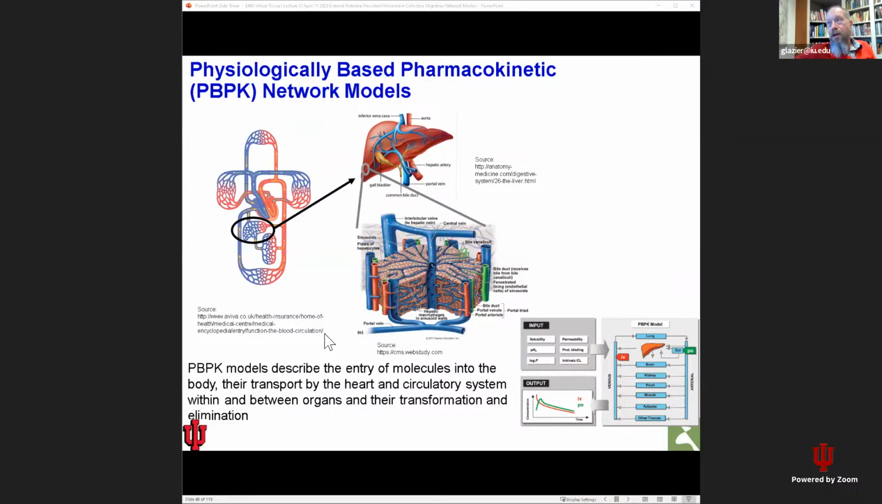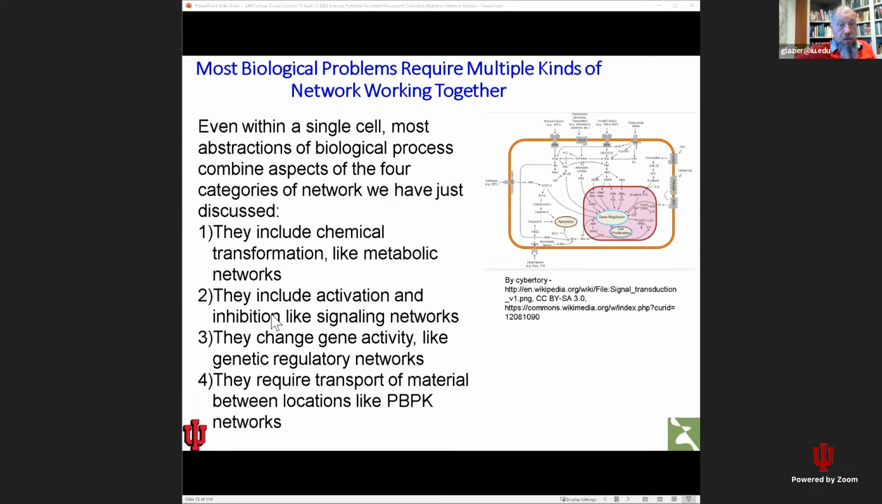Similarly, for uptake, the stomach and intestines are the primary place you take up molecules, but you can absorb molecules through your skin, through the gut, in your eyes, through your lungs. Any surface can absorb as well. And PBPK models fundamentally describe the entry of molecules into the body, their circulation through the organ systems, their migration within those organs, and their breakdown and excretion from those organs. So that's the basic set of network types that we have to deal with.